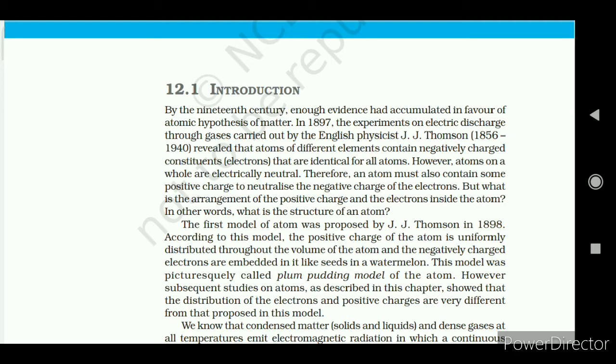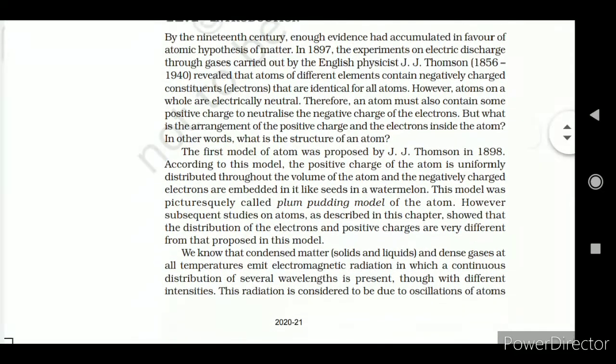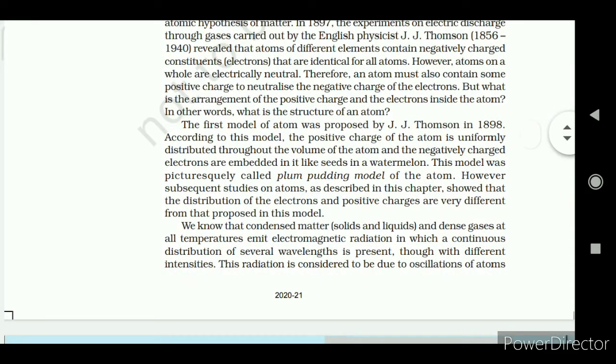But what is the arrangement of positive charge and the electrons inside the atom? In other words, what is the structure of an atom? The first model of the atom was proposed by J.J. Thomson in 1898. According to this model, the positive charge of the atom is uniformly distributed throughout the volume of the atom, and the negatively charged electrons are embedded in it like seeds in a watermelon. This model was picturesquely called the plum pudding model of an atom.